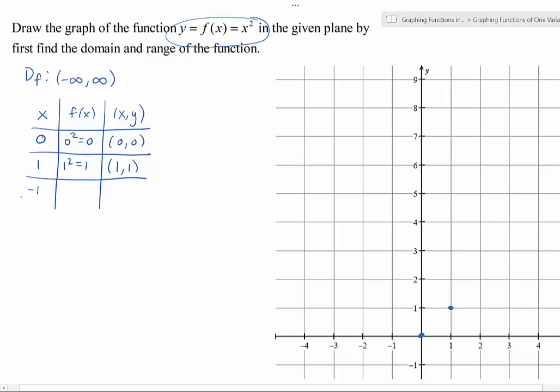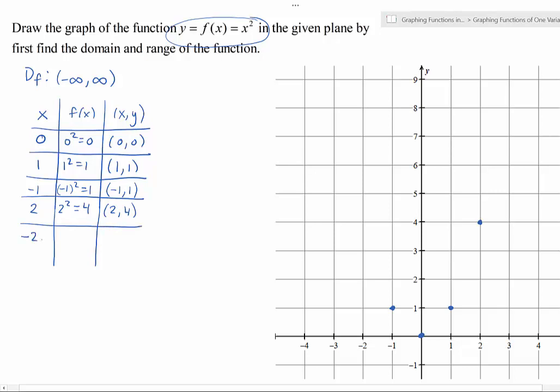How about if x is -1? Well, then (-1) squared is also 1. So we get the ordered pair (-1, 1). Plot it right there. So we're starting to see something happen. Let's pick a few more positives and negatives for the inputs. How about if x is 2? Then 2 squared is 4, and we get the ordered pair, input 2, output 4. Let's plot that, (2, 4), about right there.